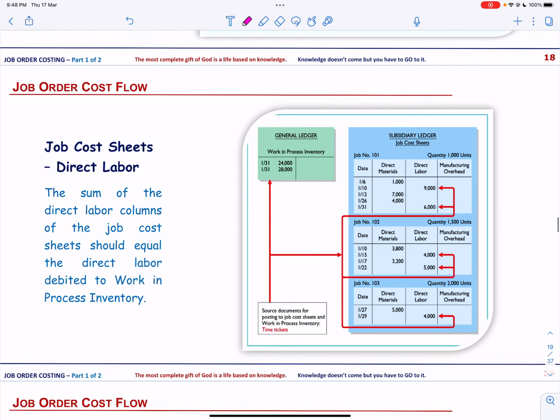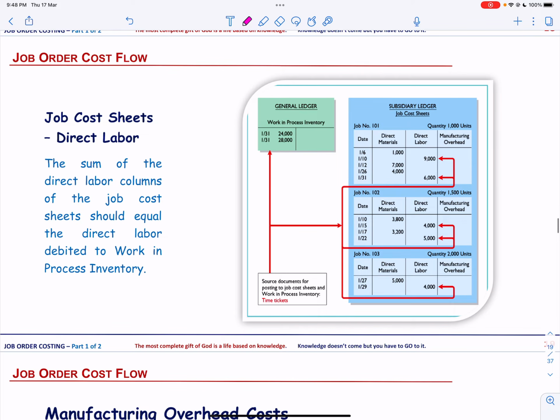Next, let us look into how the direct labor subsidiary ledger looks. It is assumed that the direct labor cost charged to the 3 jobs are 15,000, 9,000 and 4,000. Please keep in mind that posting to the direct labor columns of the job cost sheet should equal the posting of direct labor to work in process inventory. You see, 15 plus 9 is 24 and plus 4 is 28.